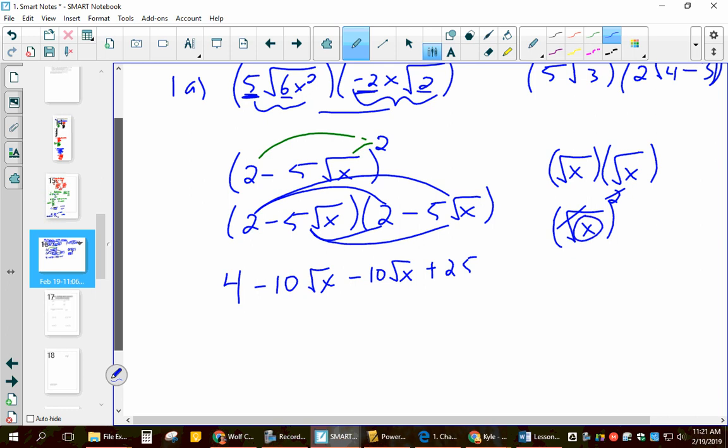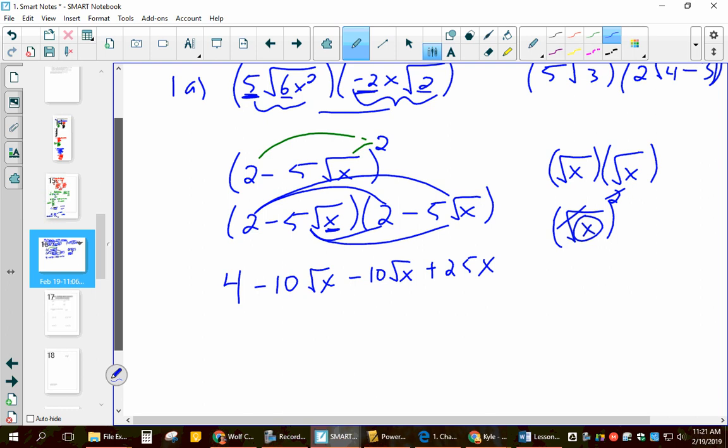Make sense? Okay. So whenever you do that, this comes up a lot. If you go square root of something times the square root of the exact same thing, it's just the number underneath. So you've got to get used to seeing and recognizing that one. So that just becomes 25x, because root x times root x is just x.